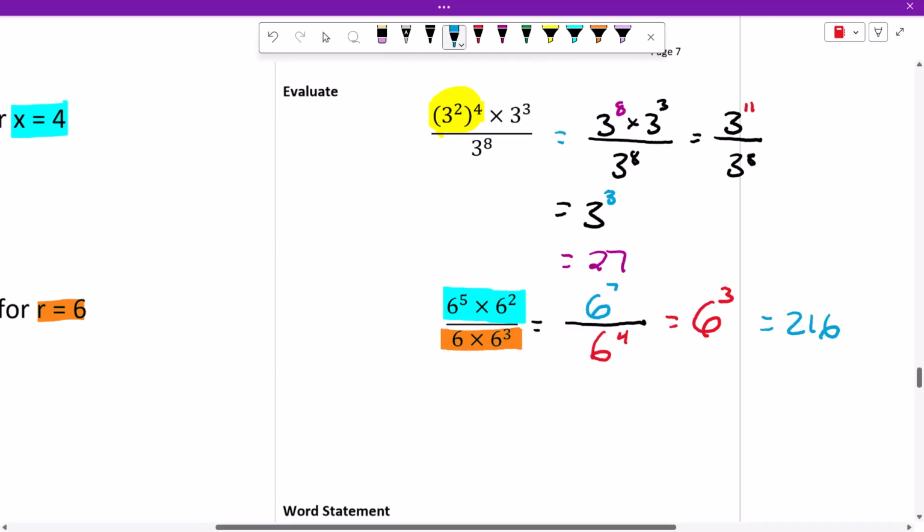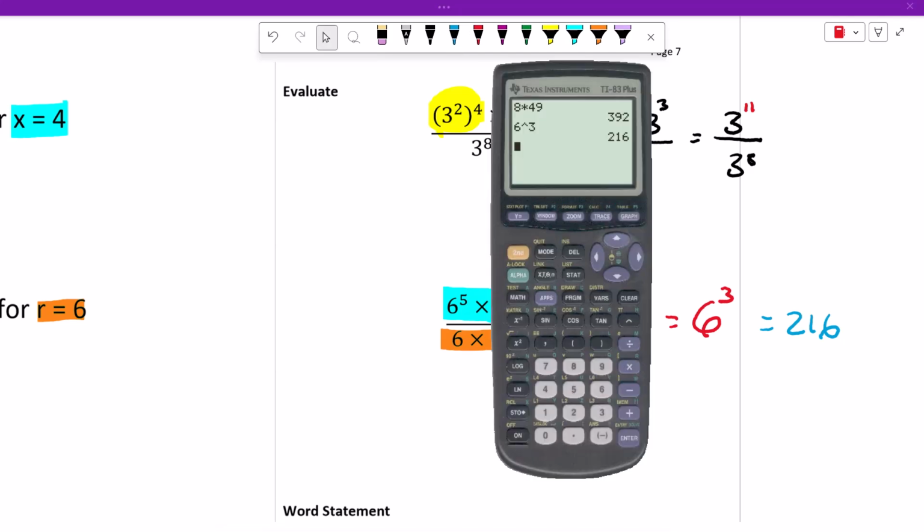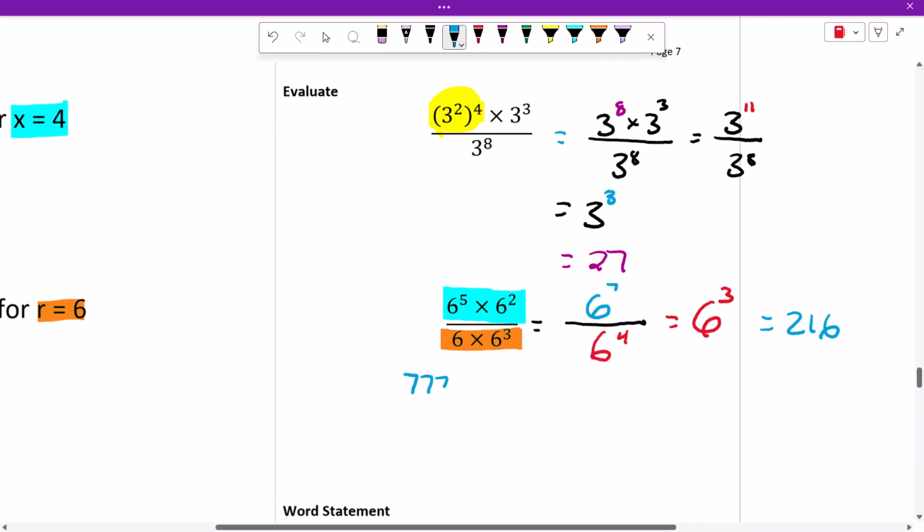216. Now let's do this using BEDMAS, because this one's a little bit easier to do by BEDMAS. If we were doing it by BEDMAS order, on the top, we go 6 exponent 5, which is going to be a ridiculous number. We'd end up with 7,776, times 6 squared, so 36.